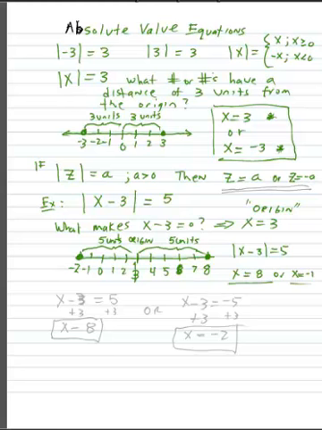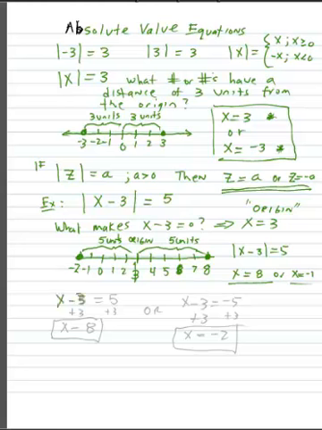You can check by substituting 8 into x. 8 minus 3 is 5. What's the absolute value of 5? 5. Plugging in -2 now. -2 minus 3 is -5. And what's the absolute value of -5? 5 as well.